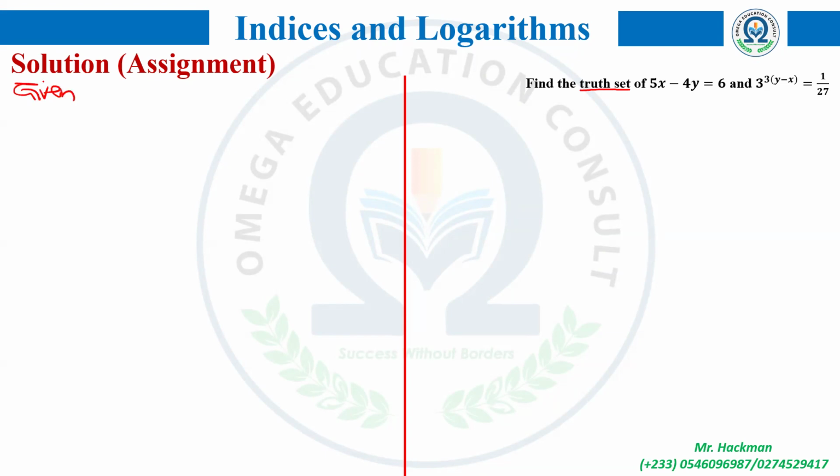The very first equation is 5x minus 4y is equal to 6. And I've told you, immediately you write the first equation, you label it equation 1. And if you have space, you continue; otherwise, you come down. So 3 to the power of bracket open, y minus x, will be equal to 1 over 27.